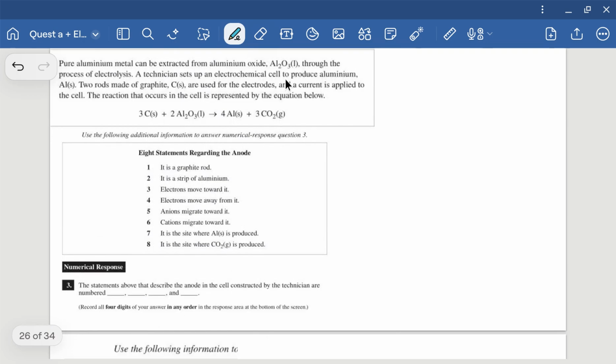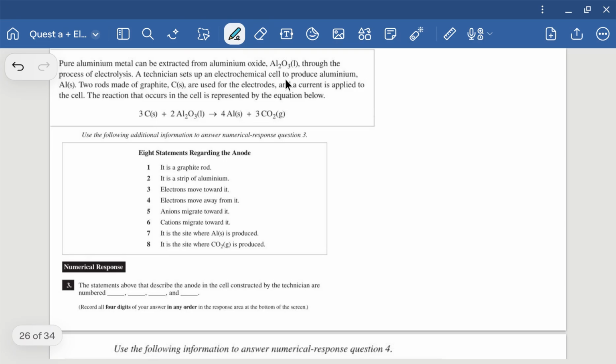Okay, so with that, in this equation, it's asking us to now describe what's happening at the anode. So going through this, what do we see here?